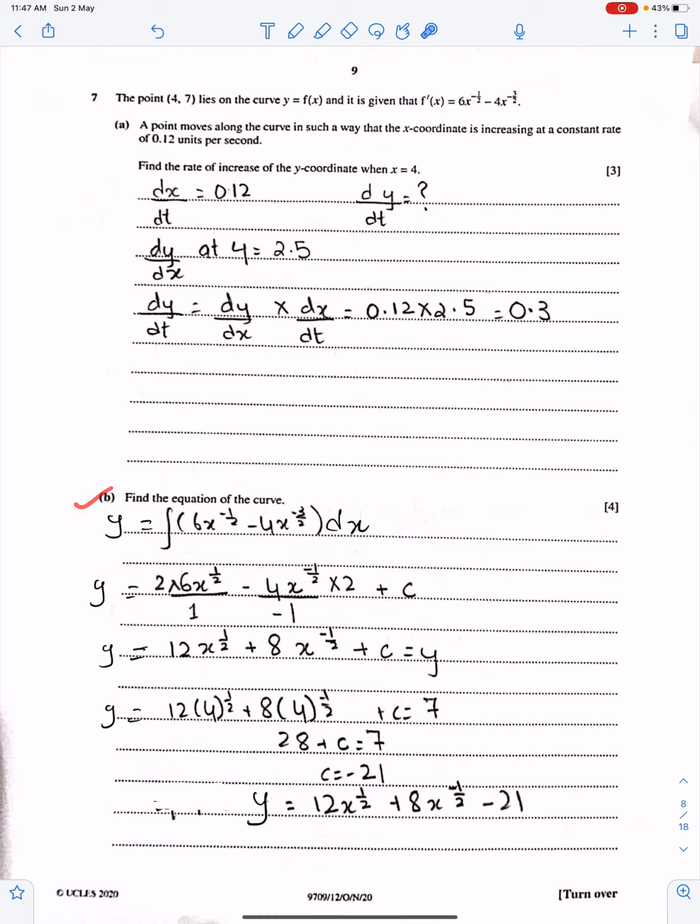The next part. Find the equation of the curve. This is so simple. By integrating this equation, we can easily get the equation of curve. So when we will integrate this, we'll get this thing.